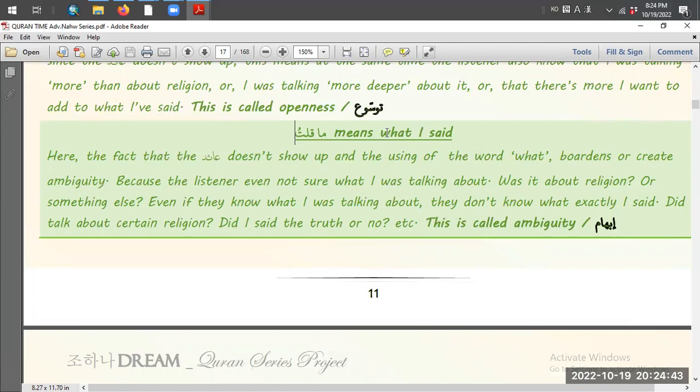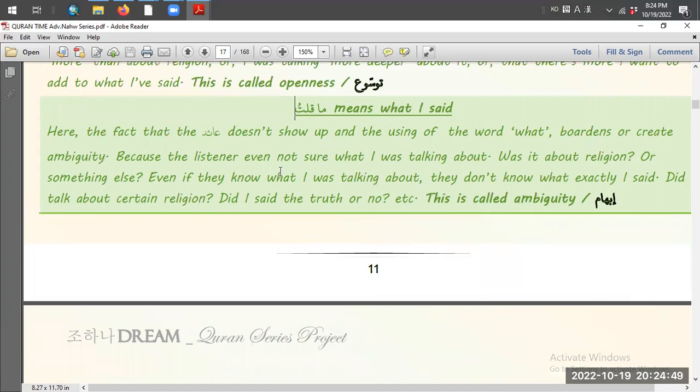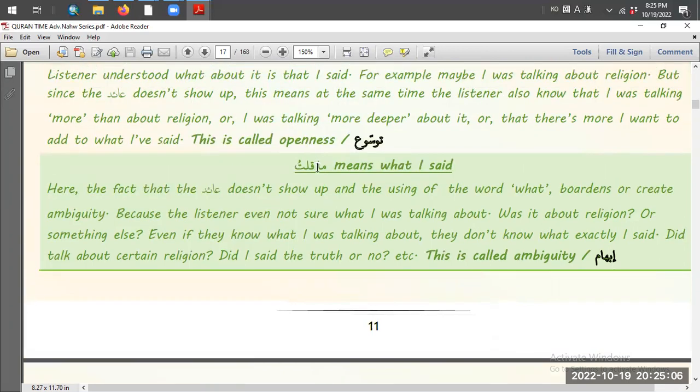This is ambiguity. We did the example ma nasara or alladhi nasara. This is the same thing, but also the a'id doesn't show up. Moreover, it's using ma. So the fact that it doesn't show up and the use of the word ma creates ambiguity. Even if you use alladhi, it still creates ambiguity.